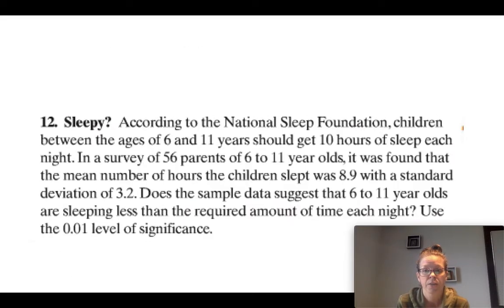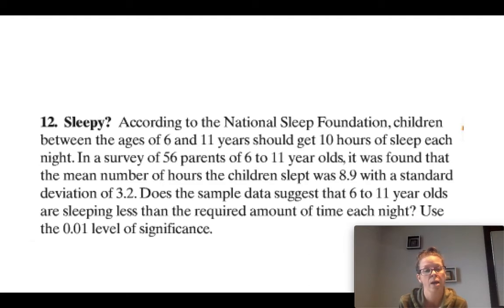According to the National Sleep Foundation, children between the ages of 6 and 11 should get 10 hours of sleep each night. In a survey of 56 parents, so good size sample, it was found that the mean number of hours the children slept was 8.9 with standard deviation of 3.2. Does this sample suggest that children are sleeping less than the required amount?